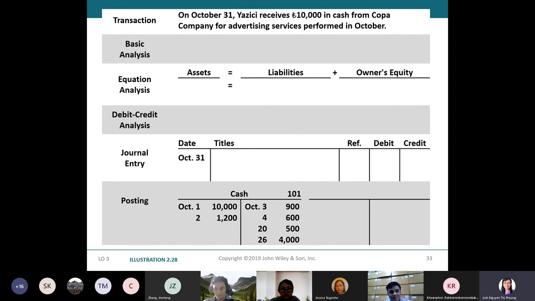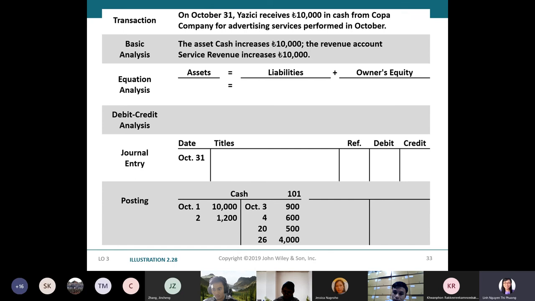So what happened here, Wan Pong, can you tell it? The asset cash increases. Good, cash increases by how much? 10,000. What about other accounts? The revenue increases. Yes, the revenue account will increase by 10,000, service revenue. Why service revenue? Because we already performed the service. Whenever you finish performing the service, you earn service revenue already, even though you didn't get money, okay, class? Remember that for me. So cash increased by 10,000 and service revenue increased by 10,000.